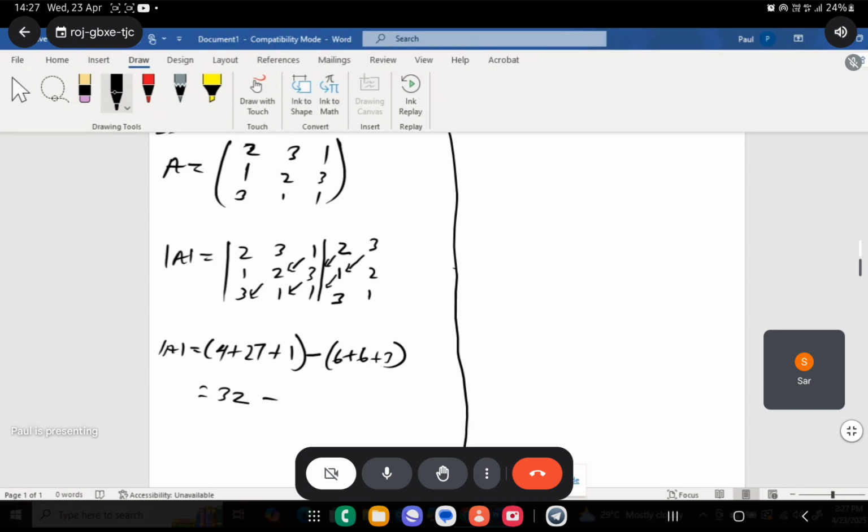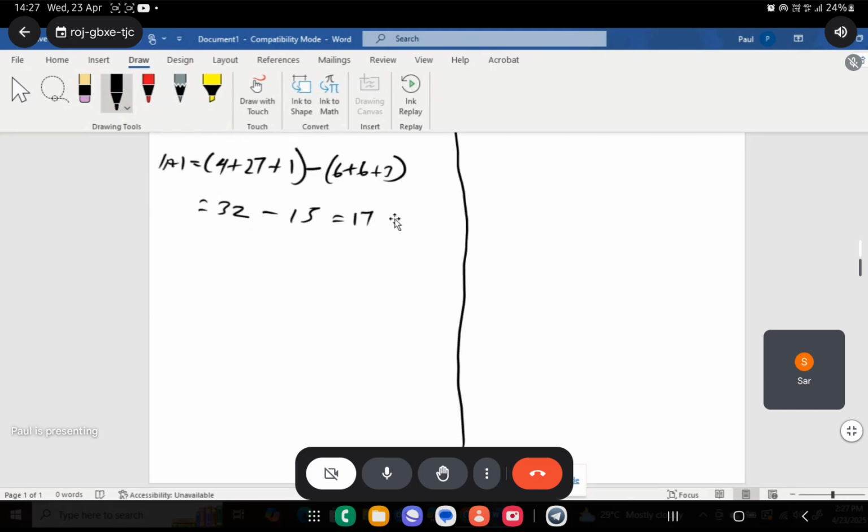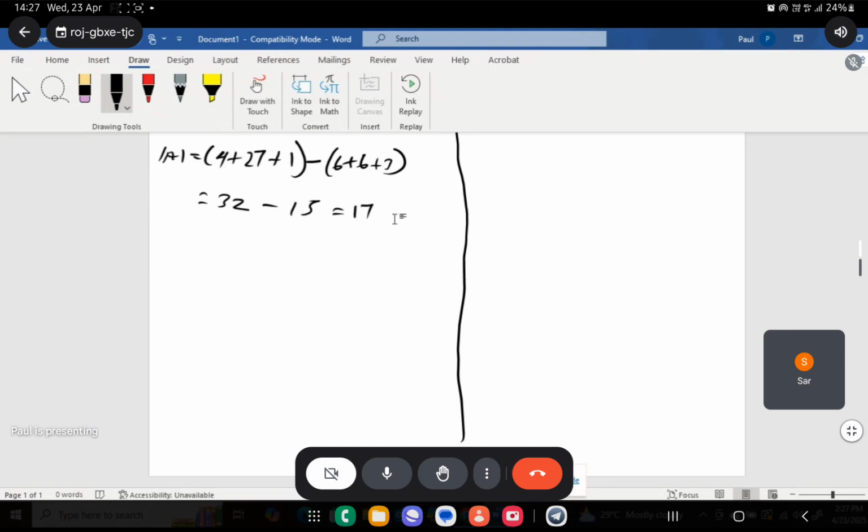Right? So what do we get? I think it's 17. So this becomes the main determinant. When we are done with this, we find the determinant of matrix X. So we find matrix X, and this becomes matrix X.